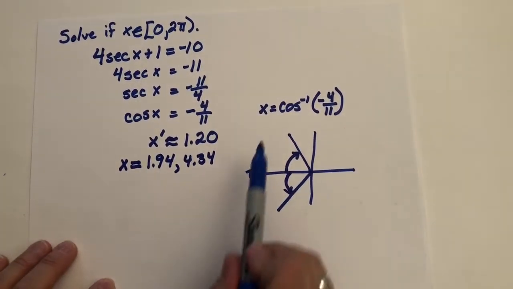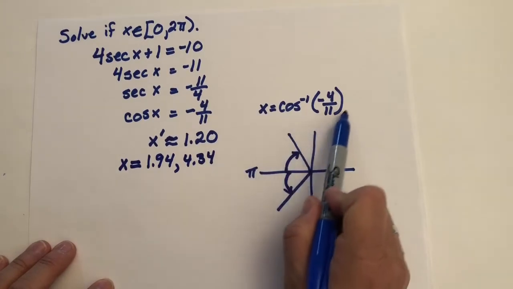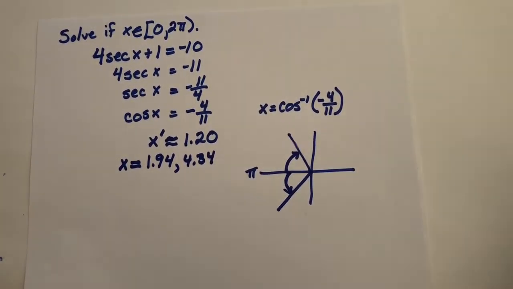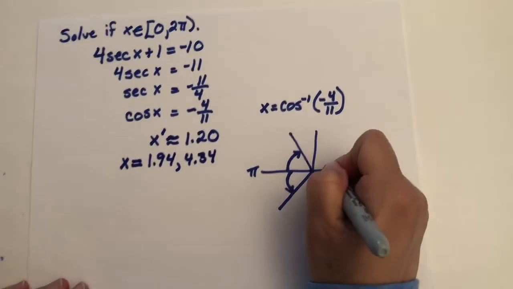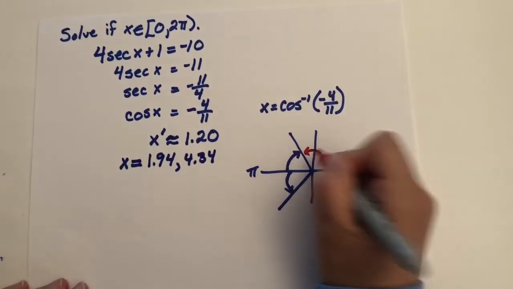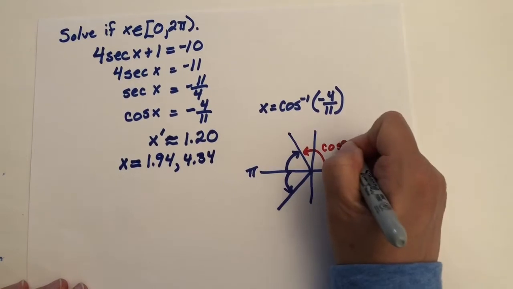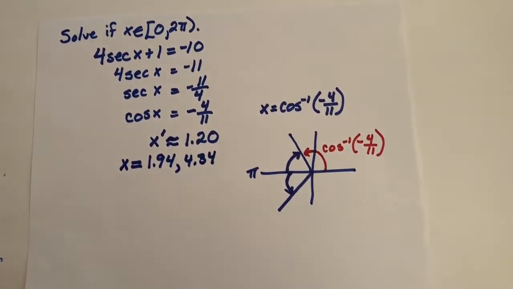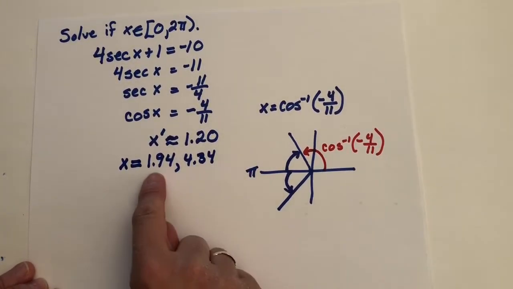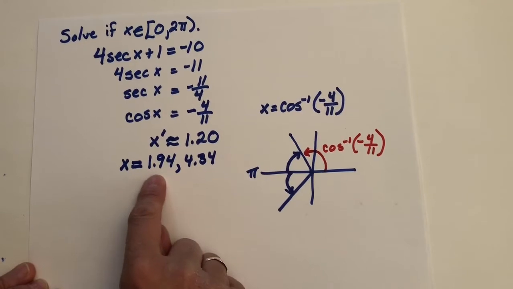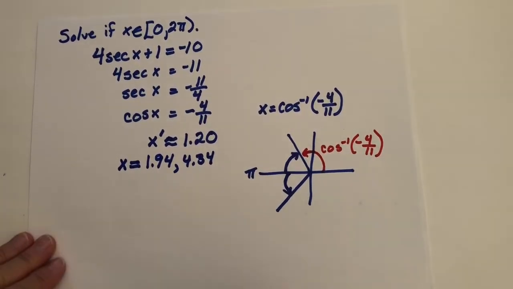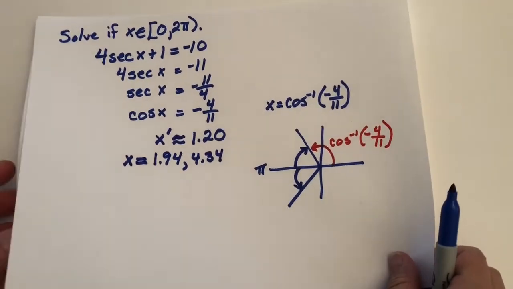And by the way, if you were to punch in inverse cosine negative 4/11, it would actually give you this 1.94. This angle right here is the inverse cosine of negative 4/11. But I have found many times people don't pay attention and recognize that this number 1.94 in radians is actually a second quadrant angle. Let's solve another equation.